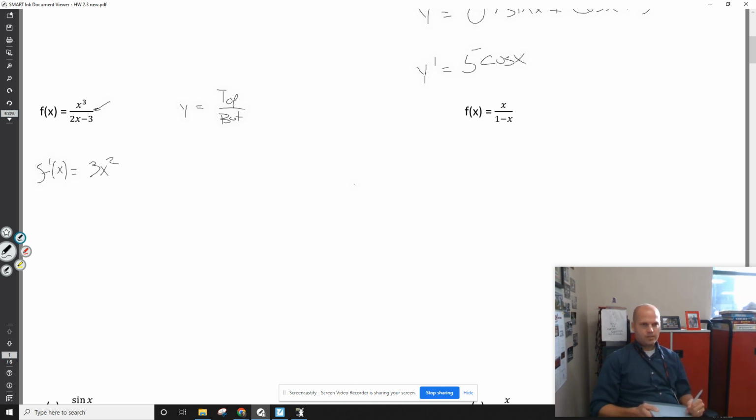We have the derivative of the top times the bottom. Use parentheses if there's more than just one thing. That way you remember to distribute things or work inside the parentheses first. Minus the derivative of the bottom times the top all over the bottom squared.